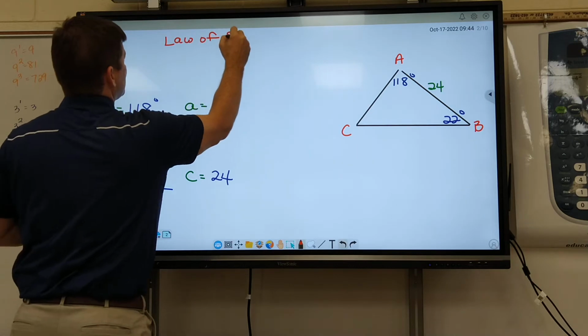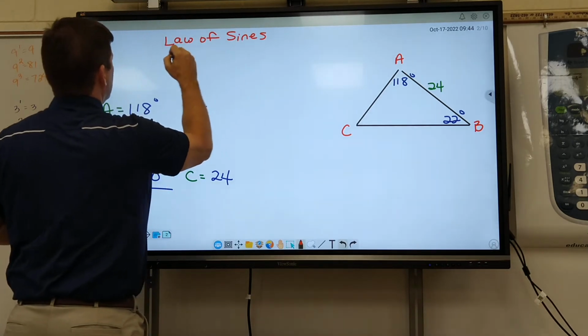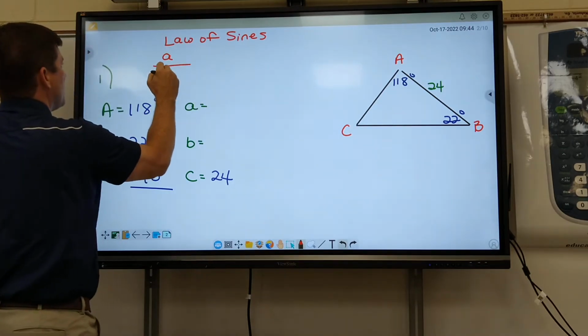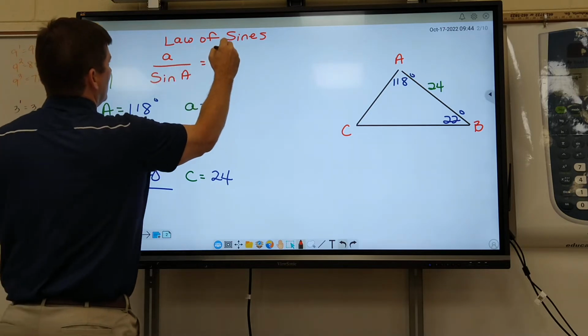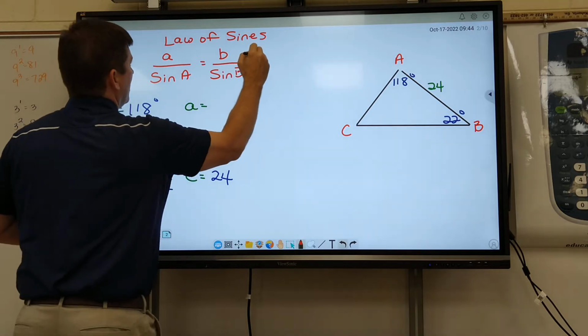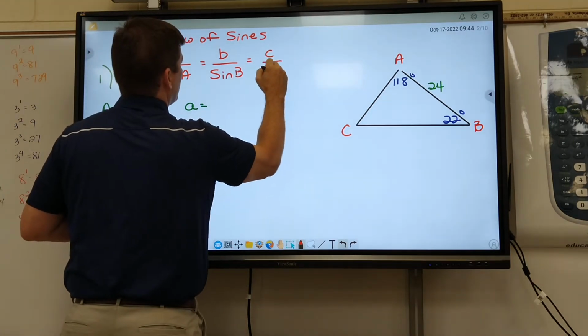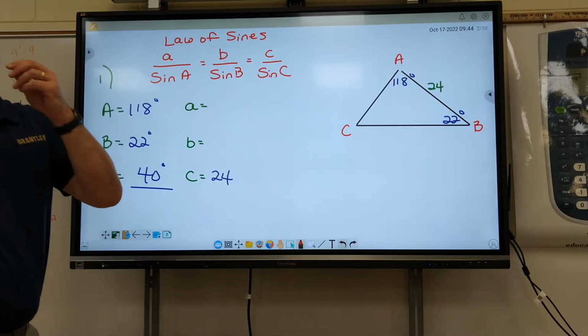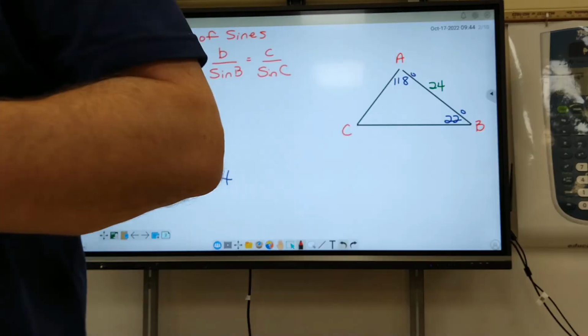And I need you guys to write this down on the paper at the top. It is little a over sine of capital A. It's little b over sine of capital B. And it's little c over sine of capital C. So this is the formula we're going to use to do all the problems on this side.